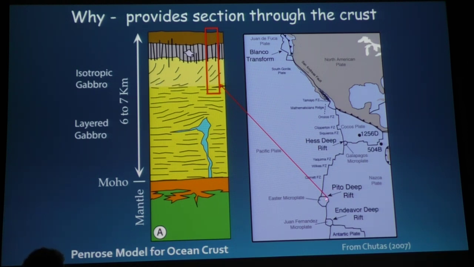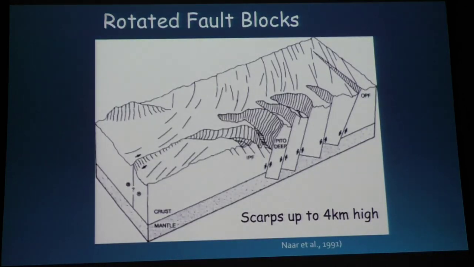And what it is, it's on a little microplate. So here's the East Pacific Rise. And then there's a little microplate in here, which is just spinning like a cork. And as it spins, it's generating a bunch of faults along the outside. And you can actually see into the crust. And this is what we were up to. Here's a cross-section through the crust. Here's the mantle. It's a place in the world, and these places are very rare, where we can go and collect rocks through the top couple of kilometers in the crust. And we wanted this yellow stuff, the gabbros, which really have rarely been sampled in the oceans.